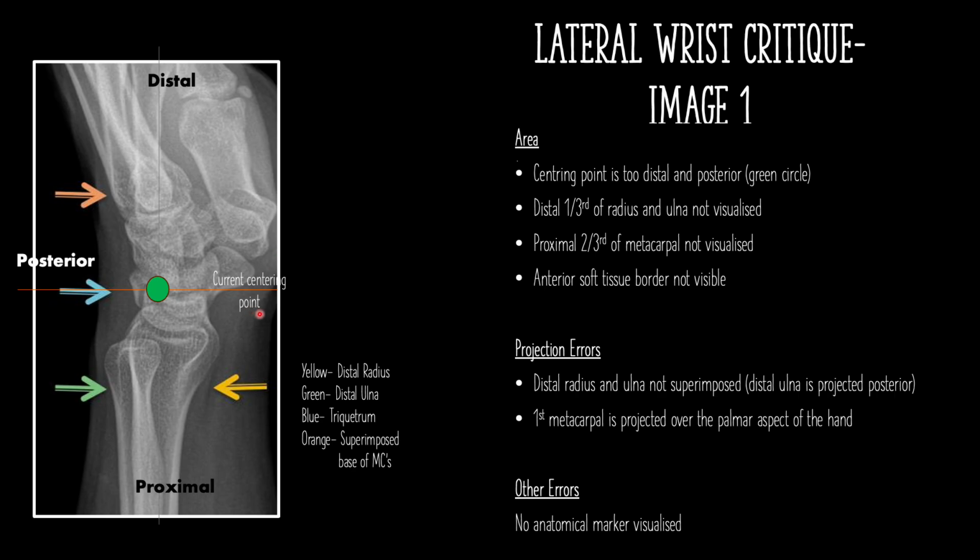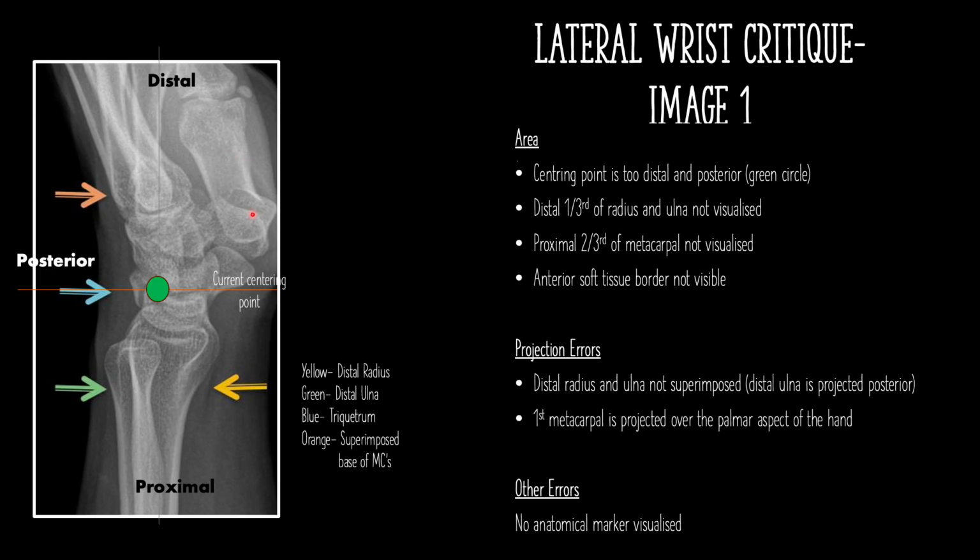Our projectional errors then: our distal radius and ulna should be superimposed, and we can clearly see that they are not superimposed. The distal radius is sitting anteriorly or at the palmar aspect, and our distal ulna is at the posterior aspect or the dorsal aspect. So we would need to repeat this to ensure that they are superimposed.